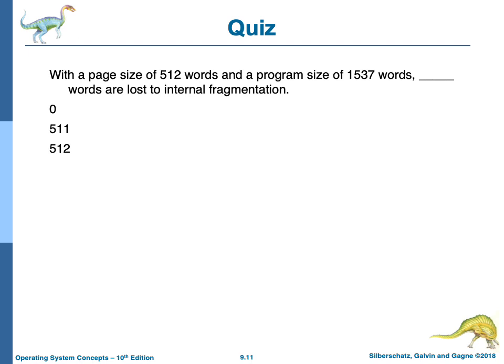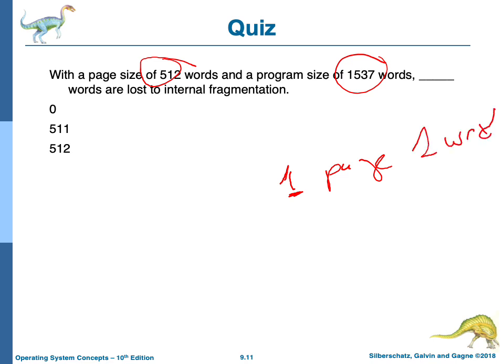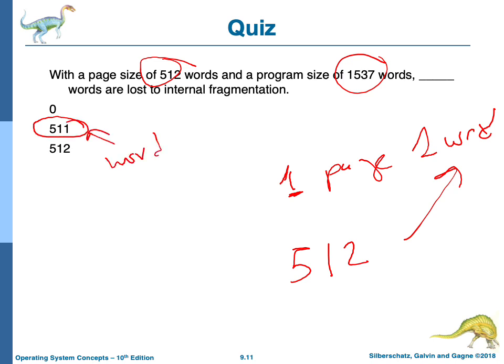Now, in this scenario, the program size is not a multiple of the page size, so we end up with one entire page of which we only use one word. If the page size is 512 words, we only use one and lose 511 words to internal fragmentation.